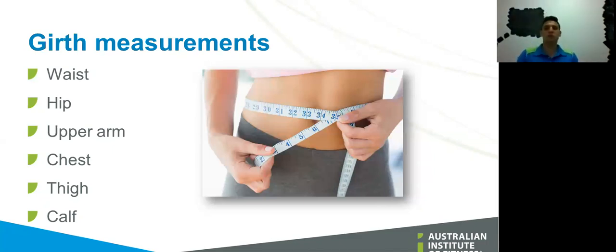The upper arm is the next one. So use the shoulder, go down to the elbow, find the halfway point, and then we measure away. The chest, pretty straightforward. Just underneath the armpits, get the client to breathe in, breathe out, and relax. Your thigh, very straightforward. Middle point of the upper leg.